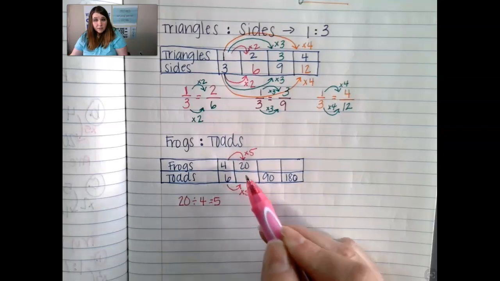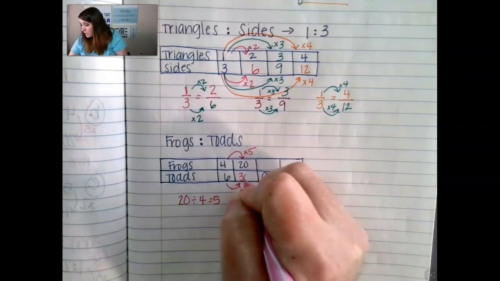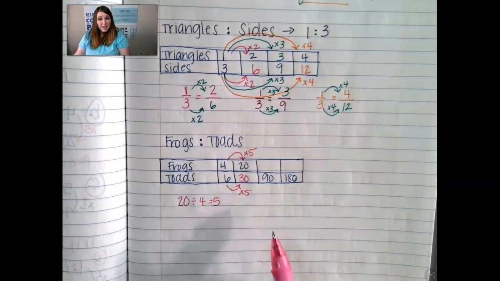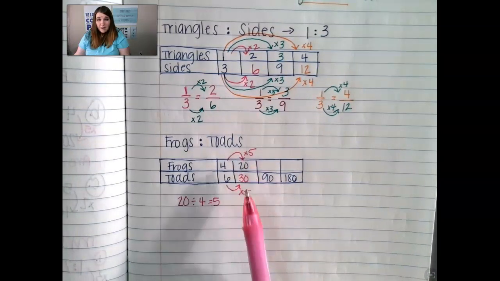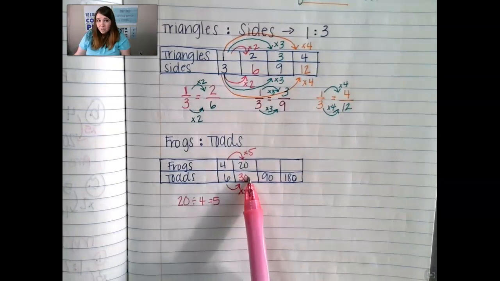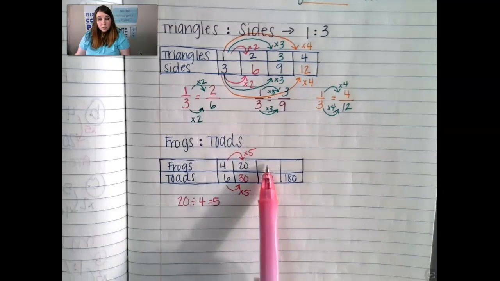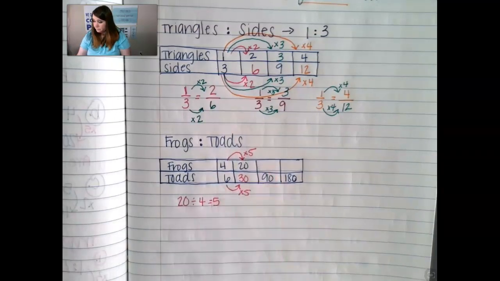6 times 5 gives me 30. So this means that when I have 20 frogs, I also have 30 toads. So let's try column 3.